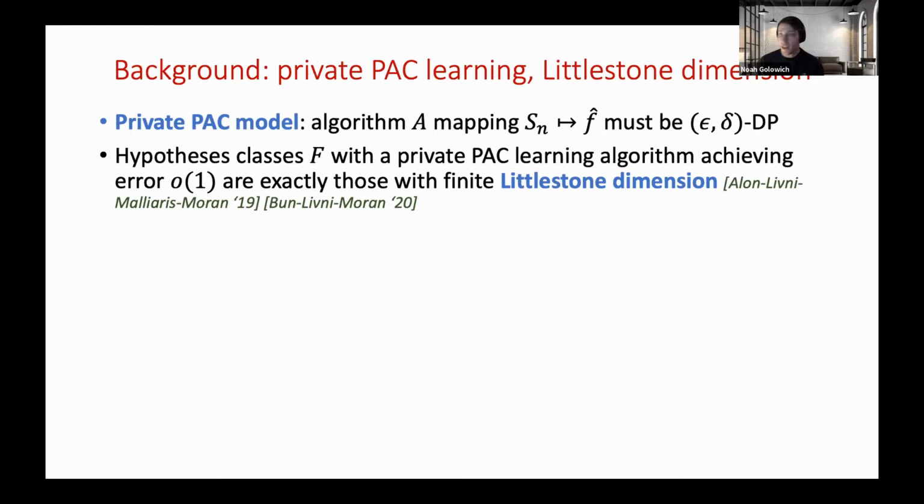So that's the goal. And as I mentioned in the first slide, there's a pair of recent works which characterize those hypothesis classes big F that have a private PAC learning algorithm achieving non-trivial error, namely error going to 0 as the number of samples n goes to infinity. And it characterizes these hypothesis classes as exactly those hypothesis classes whose Littlestone dimension is finite.